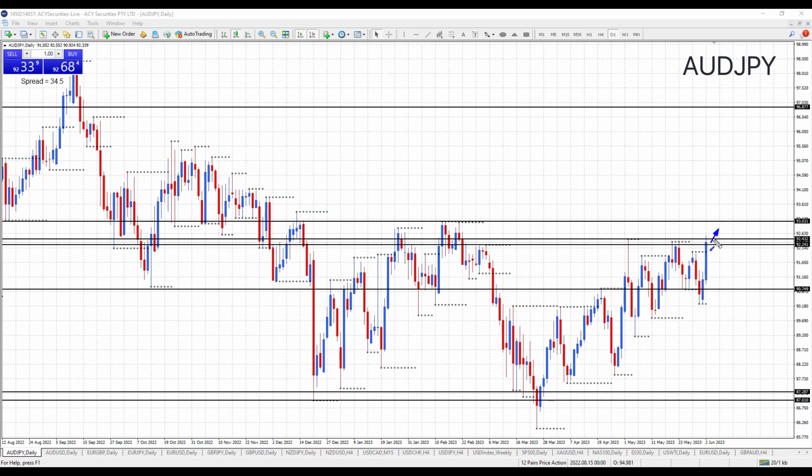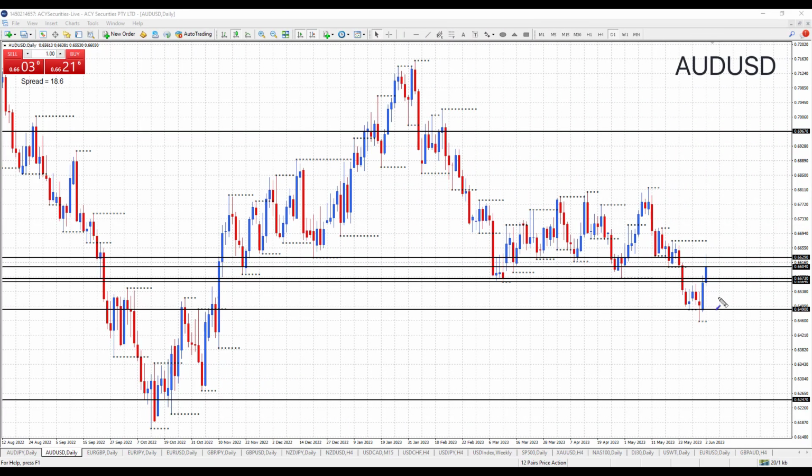92.43. Does that hold? Does price fail to advance and move back down? We do have the interest rate decision coming out for the Aussie on Tuesday, so that may well be the determining factor. Can we move above, or do we simply fail at 92.43 next week?